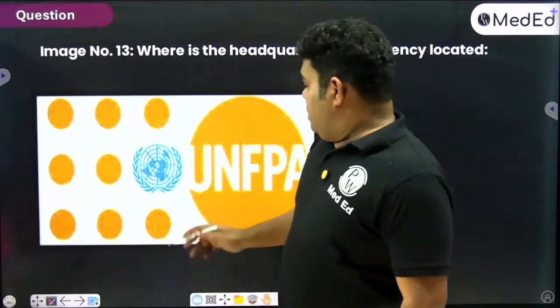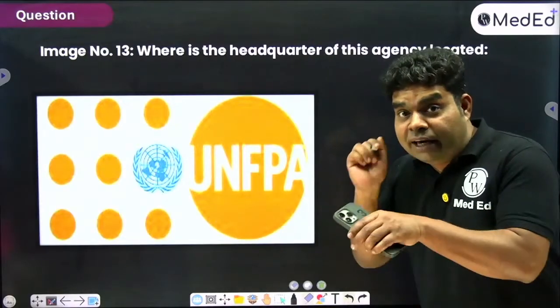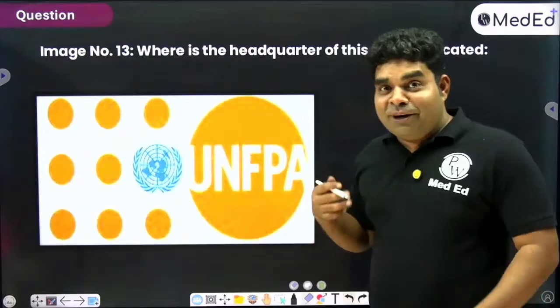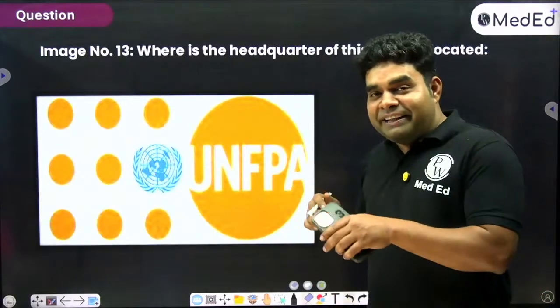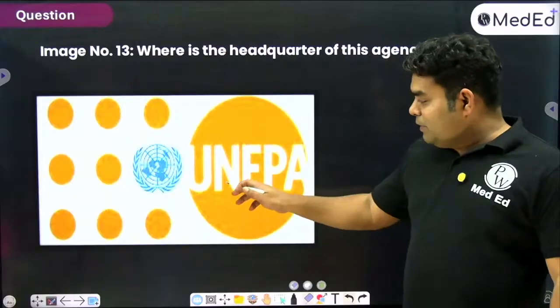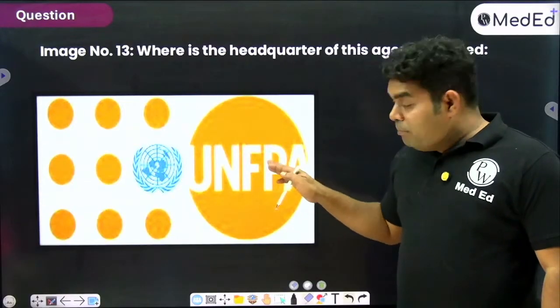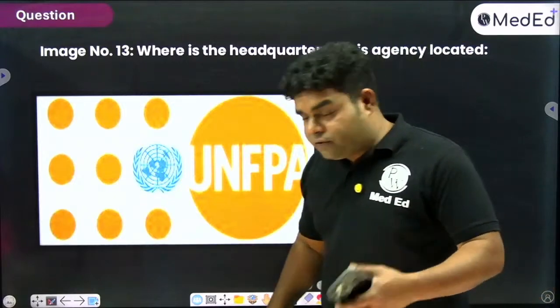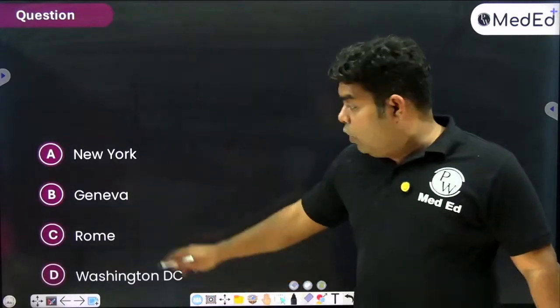Now, what is this fund for population activity? What are they saying? They are not paying for sex. They are saying that in some countries we should increase population, and in some countries decrease it. So that's why it is not population control, but United Nations Fund for Population Activity. And where is the headquarter? We just read all three UN are in New York.